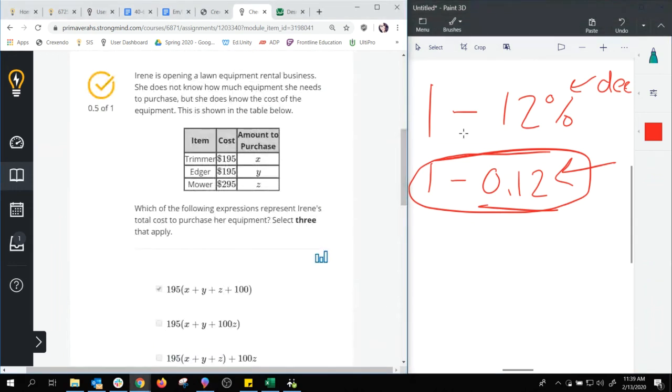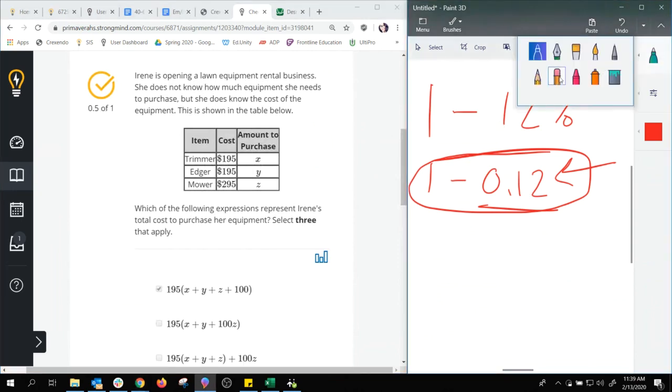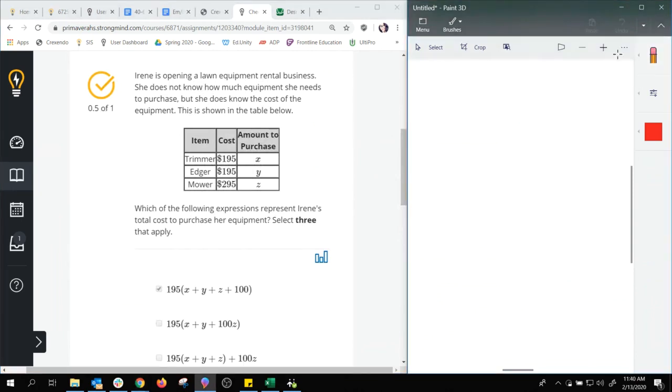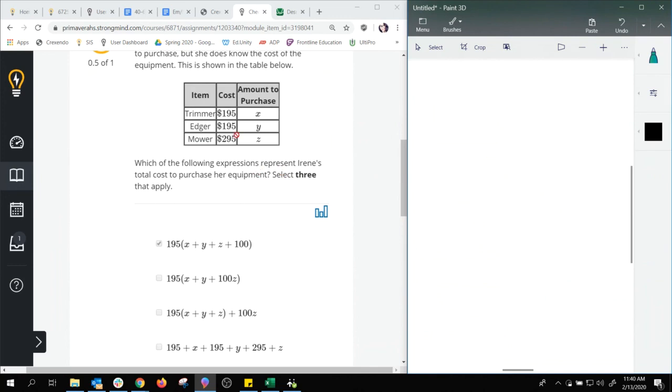Irene is opening a lawn equipment rental business. She does not know how much equipment she needs to purchase, but she does know the cost of the equipment, and it's shown in the table. Okay. We want to know which of the following expressions represents Irene's total cost to purchase her equipment. We want to select 3 that apply. Okay. So it looks like for each trimmer, it's $195. For an edger, it's $195, and for a mower, it's $295. And amount to purchase, we have these variables here.